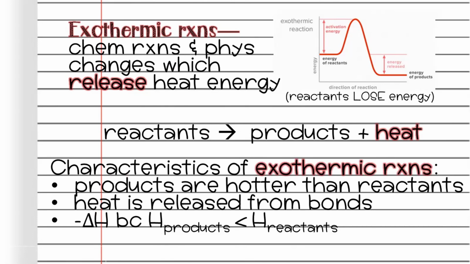Characteristics of exothermic reactions. The products are hotter than the reactants. Heat is released from the bonds, and delta H is negative because the enthalpy of the products is less than the enthalpy of the reactants.